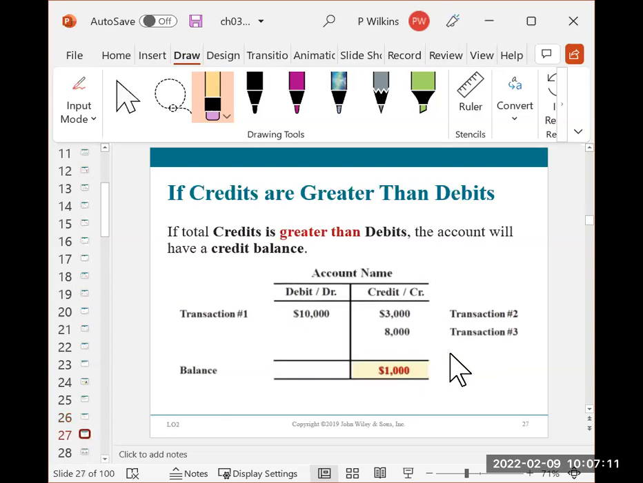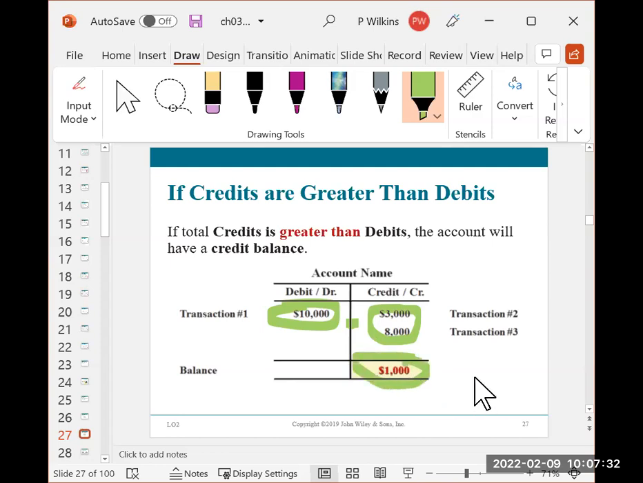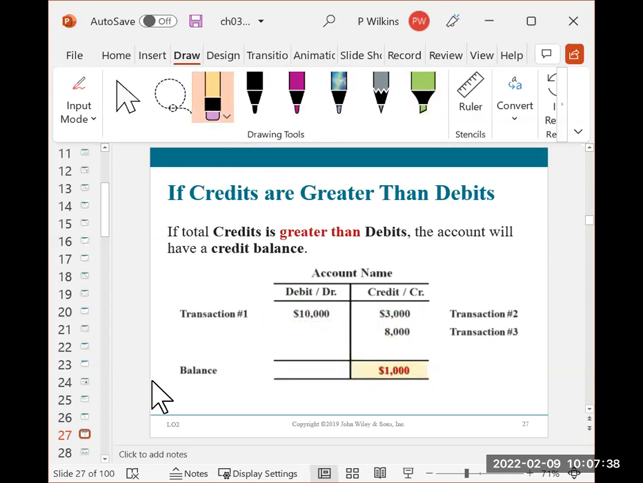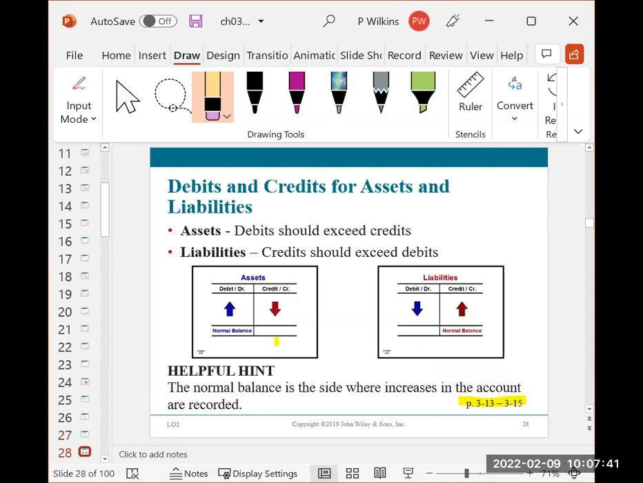All right, now if it was a credit balance account, we look at this and we see we've got on the debit side, we've got 10,000, right? On the credit side, we have 8,000 plus 3,000. That makes 11,000. So the credit side has more on it, right? So now we're going to subtract 10,000 from the 11,000, and that's going to give us a credit balance of $1,000. All right. And again, we'll go over that more.